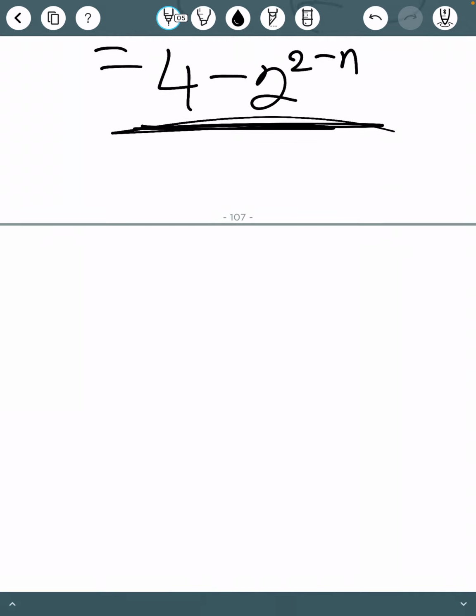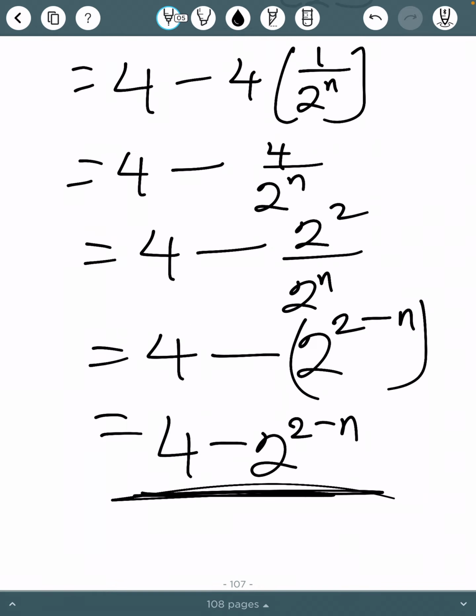Let's now go to question B. Question 24b says I should find the value of n for which the difference between Sn and 4 is less than 10 raised to power minus 4.